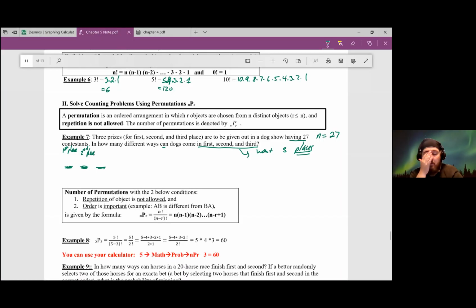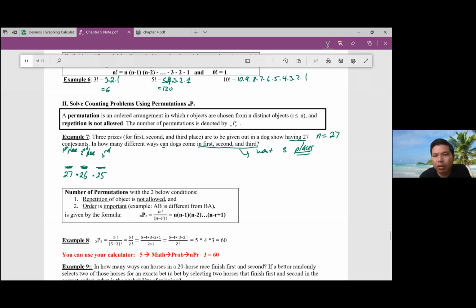27. All right, because when you start a race, any of these 27 contestants will have the same chance of winning. So we do have 27 options. How about the second position? 26. And then the third position will be 25. So the total number of outcomes that can happen will be 27 times 26 times 25. So we're looking at 17,550 different ways.